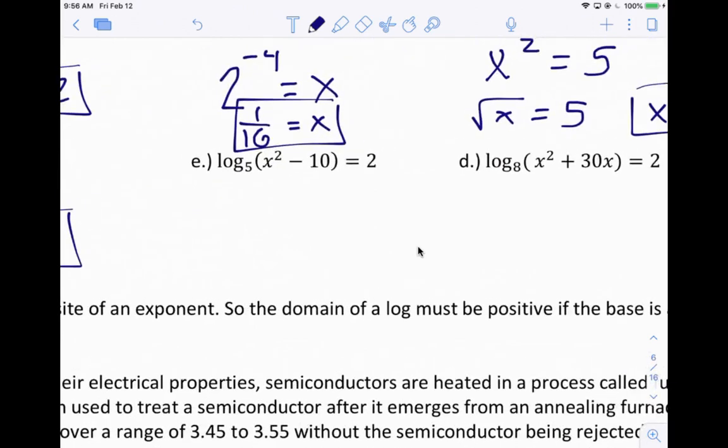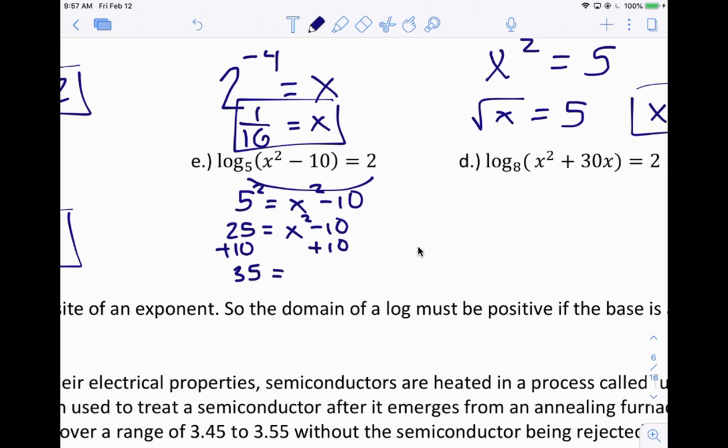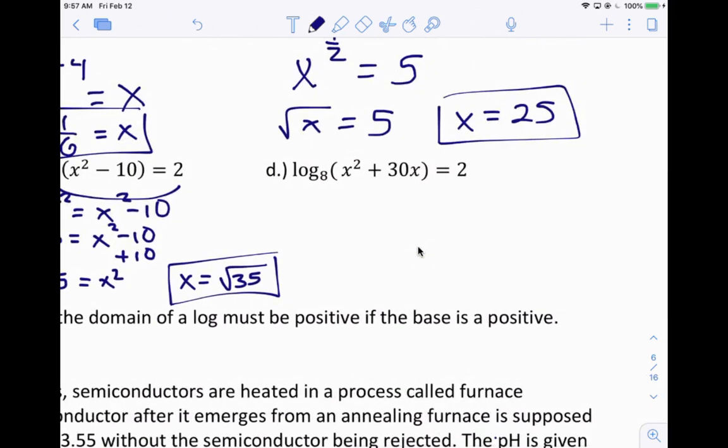Going over here, kind of the same idea. How do we undo the log here? Let's undo it. 5 to the 2nd is equal to x squared minus 10. 25 is equal to x squared minus 10. Just kind of clean that up a little bit, right? Just undoing the log. That's the only new step. We know where to go from here. It's a quadratic, but it's not a quadratic with a single x term, so I can just start solving to one side. That would be 35. And so we get that x is equal to the square root of 35. Beautiful.